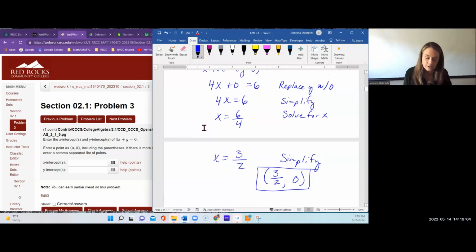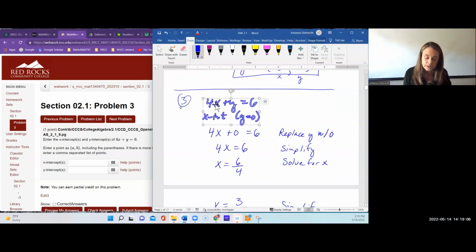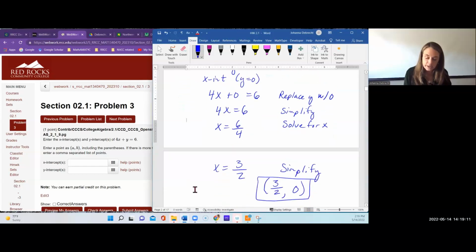What about the y-intercept? Return to the first equation, which was the 4x plus y equals 6.